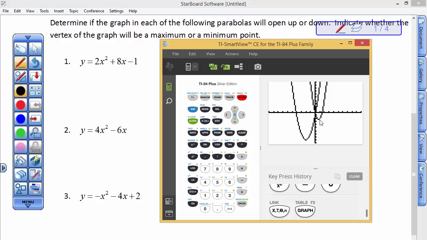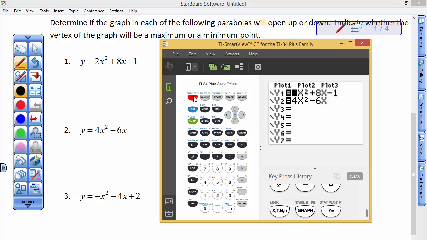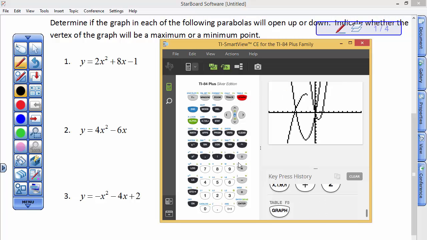Again, when we graph these by hand, we're going to focus on these vertexes, the very bottommost point. But let's put in the third equation that I've got here, and that is negative x squared minus 4 times x plus 2. And watch this one when it has a -1 in front of the x squared term versus these two both having 2 in front and a 4 in front, so a positive number. Here comes the third parabola, and please notice that it opens downward, and that's got to do with this negative coefficient in front of the x squared term.